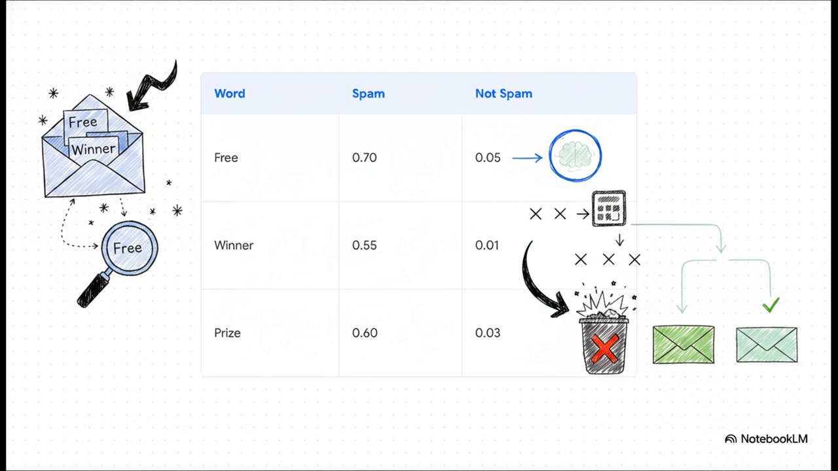Let's see how this builds a rock-solid case. If an email hits your inbox with the words free, winner, and prize, the algorithm checks the historical probability of each word. The word free appears 70% of the time in spam, but only 5% of the time in regular emails. Naïve Bayes essentially multiplies the probabilities of all these clues together. Just like that detective we talked about earlier, piecing together fingerprints and a broken window, these multiple independent clues overwhelmingly increase the confidence that the email is, without a doubt, spam.